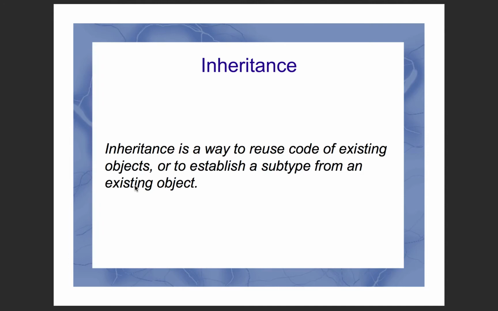Now we talk about inheritance, the third one. We have seen that inheritance is a way to reuse code of an existing object or to establish a subtype from an existing object. So that means you have a class, and now you are creating another class. That second class adopts all the characteristics from the first class. That means you don't need to write the methods that are defined in the first class again in the second class. You can reuse those methods from the first class. So this is the idea.